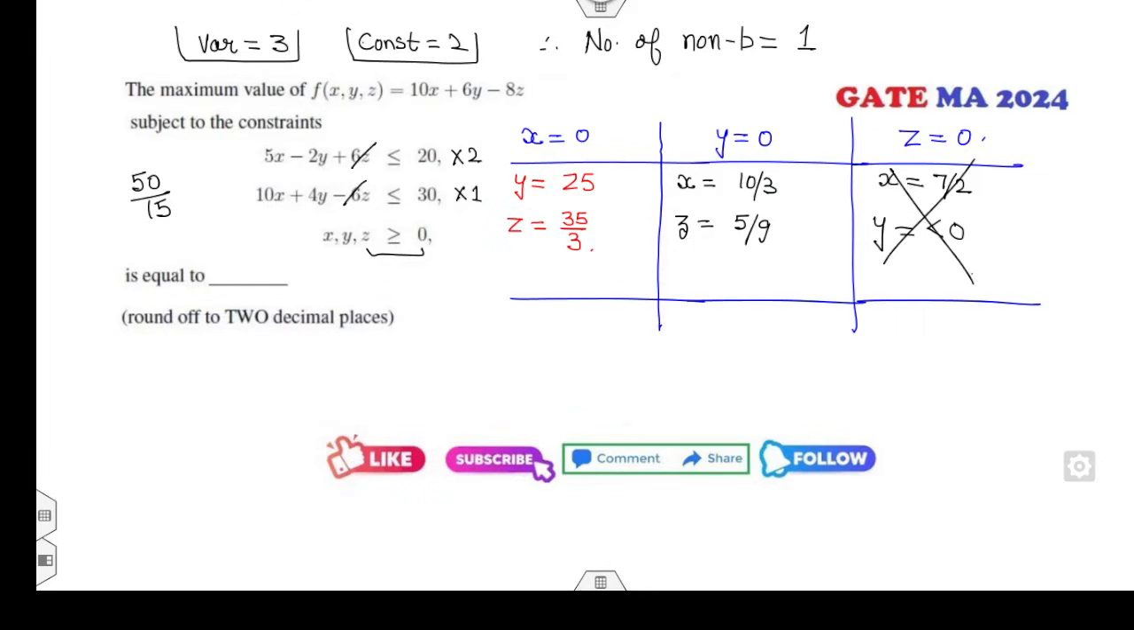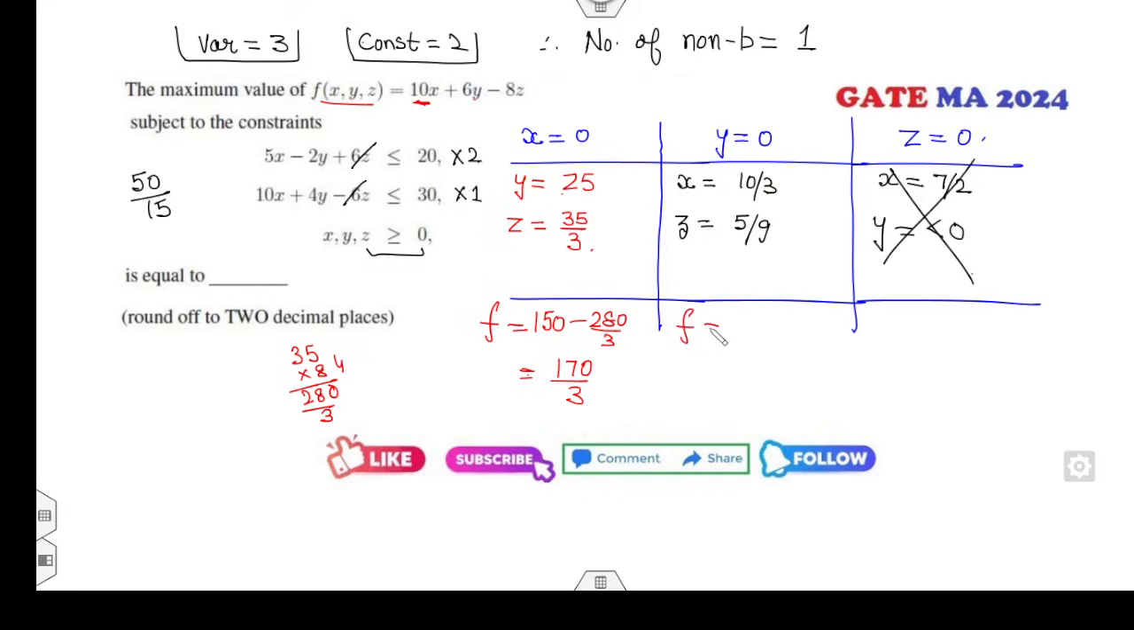Now you have only two cases. You can calculate the value of f. x is 0, y is 25. So 25 into 6, 150, minus 35 into 8, 40, 280 over 3. So that is 450 minus 280, 170 over 3.